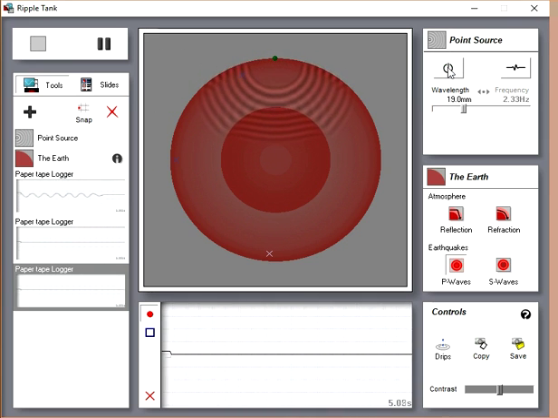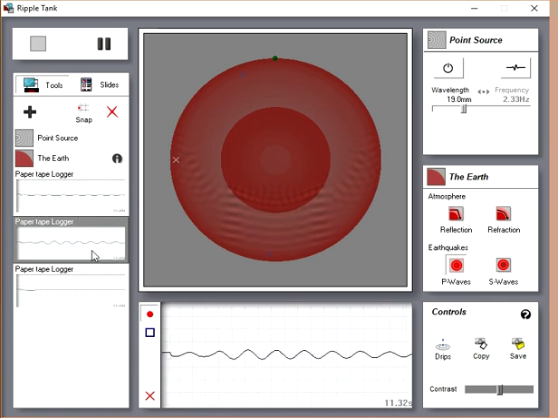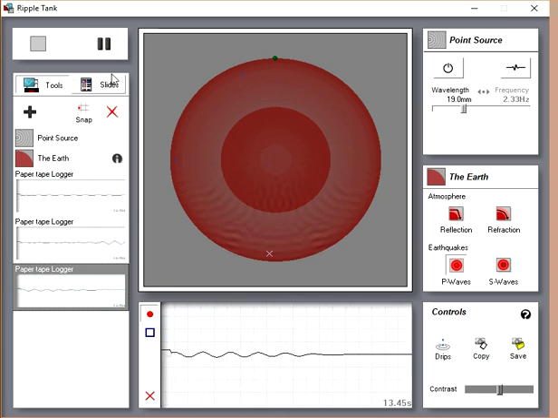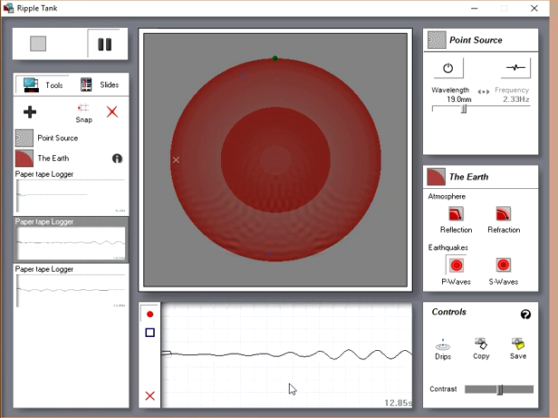On the left hand side, you can see the measurements being made. When you're happy, you can pause it and then you can slide the tape back and find the time of whatever event you're interested in.